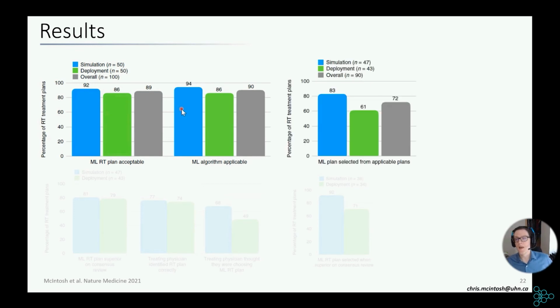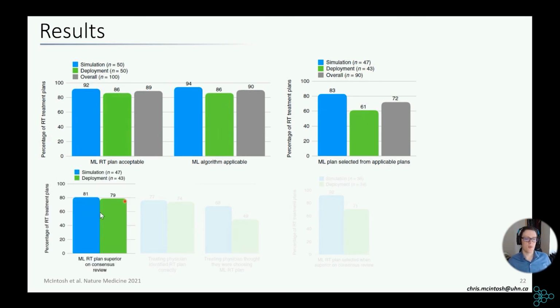We then looked at, from those applicable plans, how often machine learning was selected. It was selected 83% of the time during the simulation, but only 61% of the time during deployment. Because that's a reasonably large gap, we decided to investigate this. So let's look at some of the possible causes.